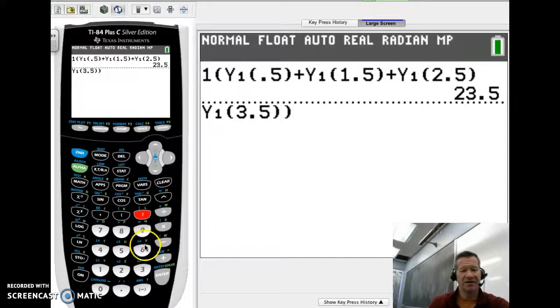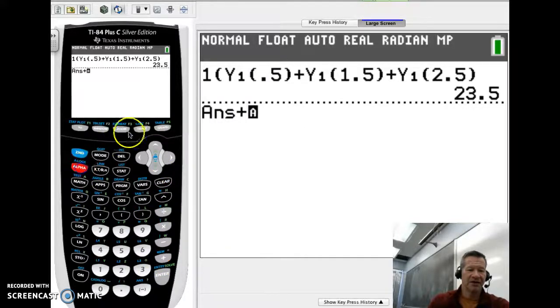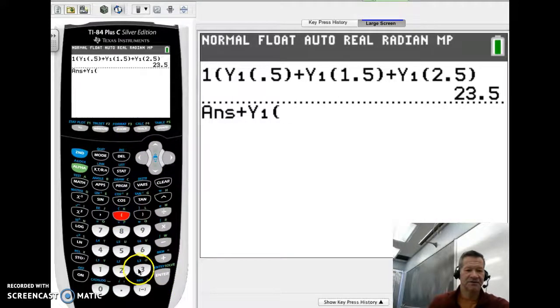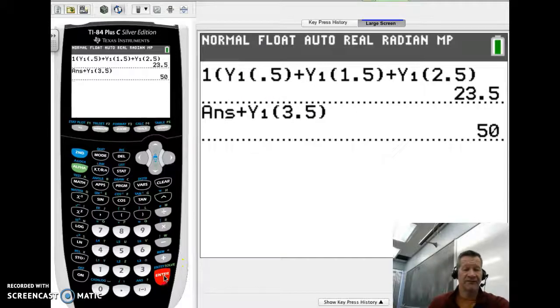Oh, I didn't mean to hit enter. Since it's multiplied by 1, I'll just add the last one. I hit enter by accident instead of what I wanted. So to that answer, we'll add the velocity at 3.5. So an estimate is going to be 50 for that particular area.